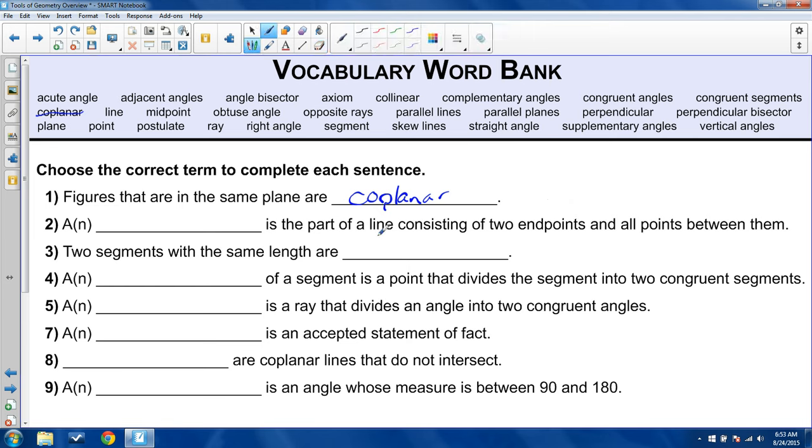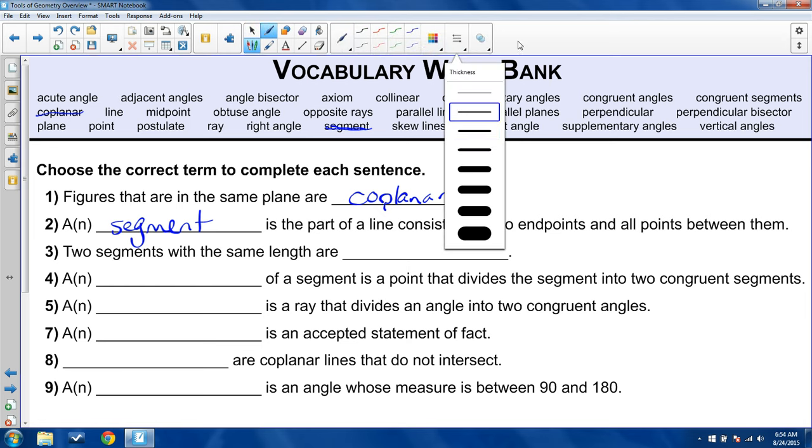Okay, let's find the part of a line consisting of 2 endpoints and all points between them. That would be a segment. So all points between them, really think about the fact that a line really is just a series of a whole bunch of points. I mean, if I go here, all those points make up the line. So it says all points between them, that's what we're talking about. A line goes infinitely in both directions, extends infinitely, and a ray extends infinitely in one direction with one endpoint. A segment has 2 endpoints.